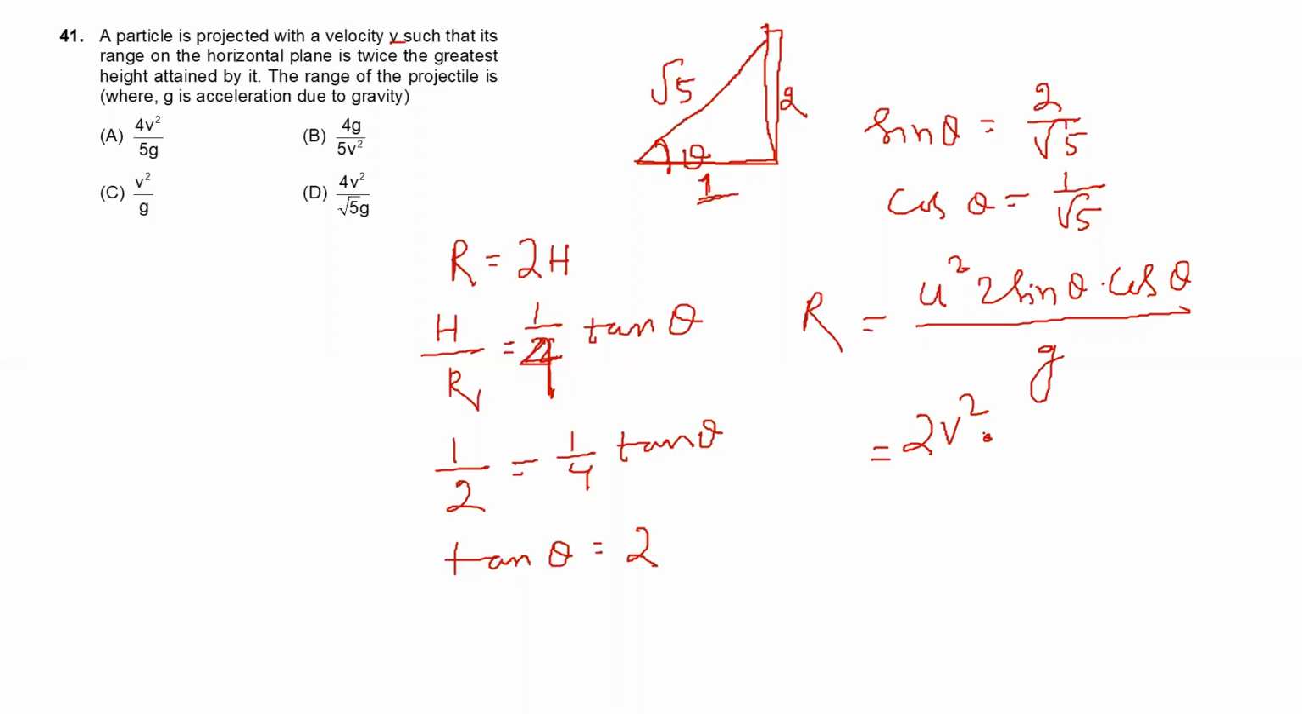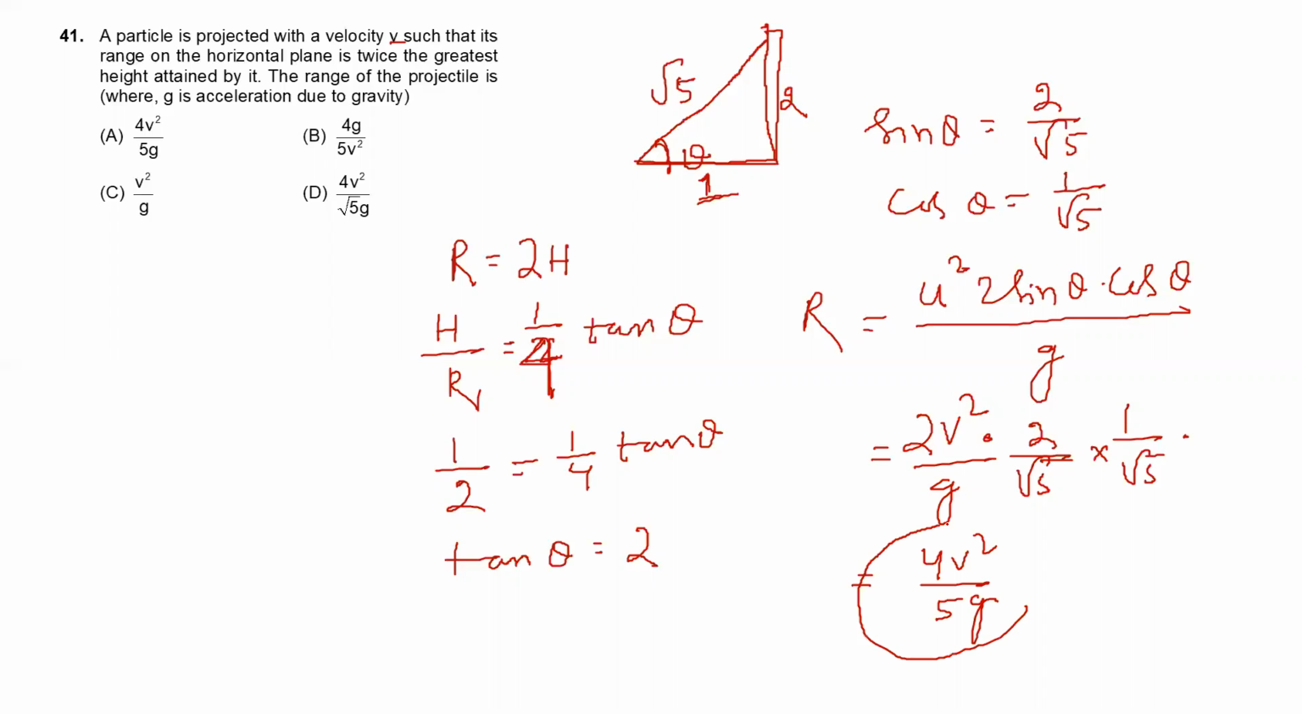Into, in place of sin theta, how much can I put? 2 by root 5. In place of cos theta, how much can I put? 1 by root 5. Yes or no? Into 1 by g, students. So solve here. 2 v square, how much? 4v square by root 5. Now 5g. So the range is equal to how much we got? 4v square by 5g.